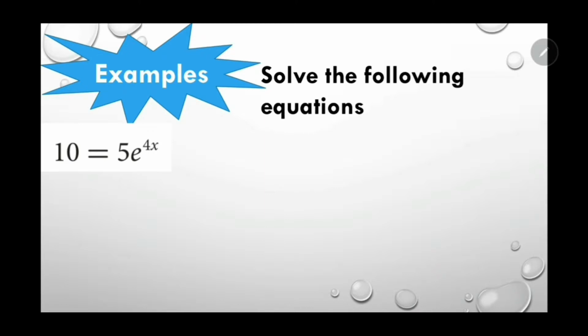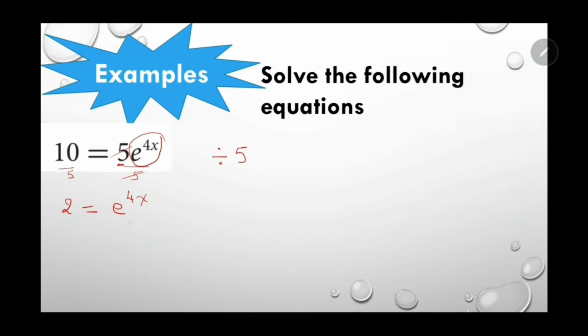10 equals 5e power 4x. The first thing to solve this equation is to isolate the exponential part, and the exponential part is e power 4x. So to isolate it, we have to divide by 5 on both sides. So 10 divided by 5 on the left-hand side, and 5e power 4x over 5 on the right-hand side. So 10 divided by 5 will be 2 equals e power 4x.